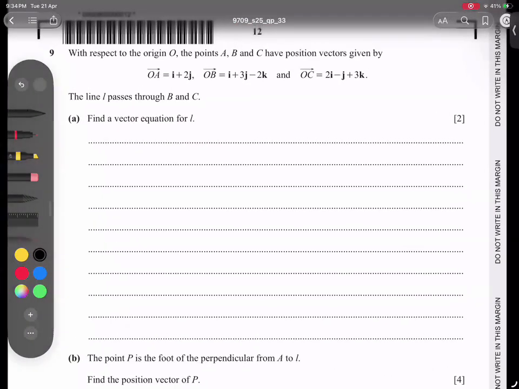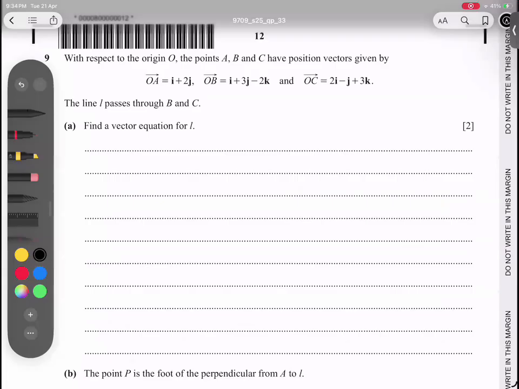Question number 9, topic is vectors. We have been given 3 points, and their position vectors are given, OA, OB, and OC. And he's saying that line L passes through B and C. So what is the way to do it? It is very clear. r is equal to, I can do it like this, r is equal to OB plus lambda times BC.